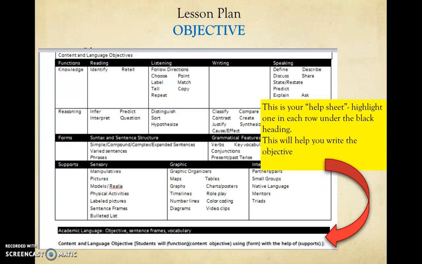You will notice the top portion of your lesson plan, which says Content and Language Objectives. This is basically a help sheet for you. You are going to highlight the main functions, the main forms, and the main supports on this top portion, which is your help sheet. Once you've highlighted these areas, it will quickly help you write your language objective.